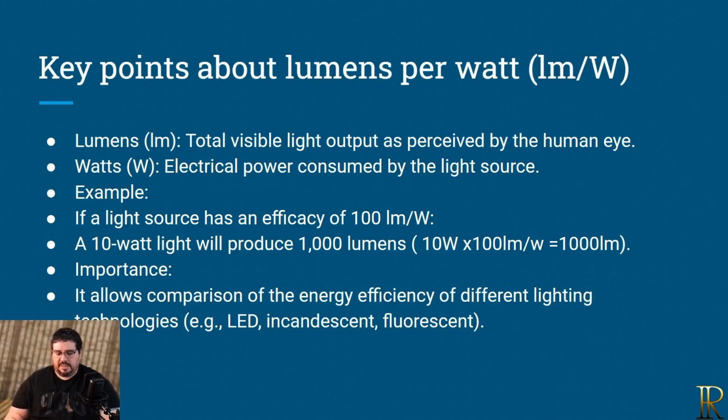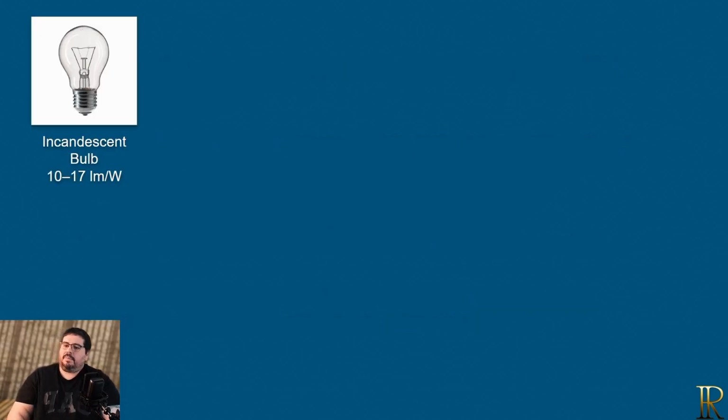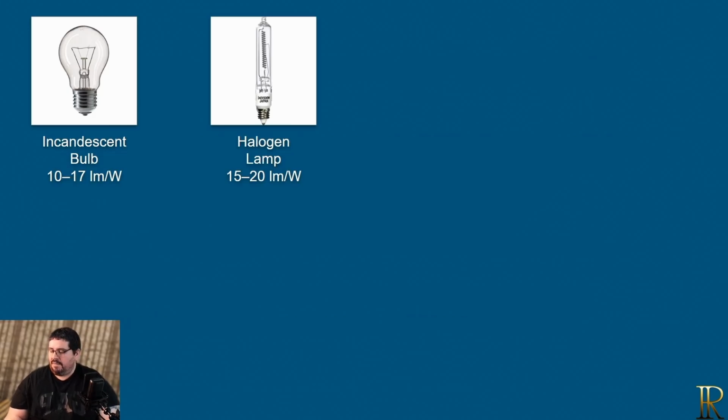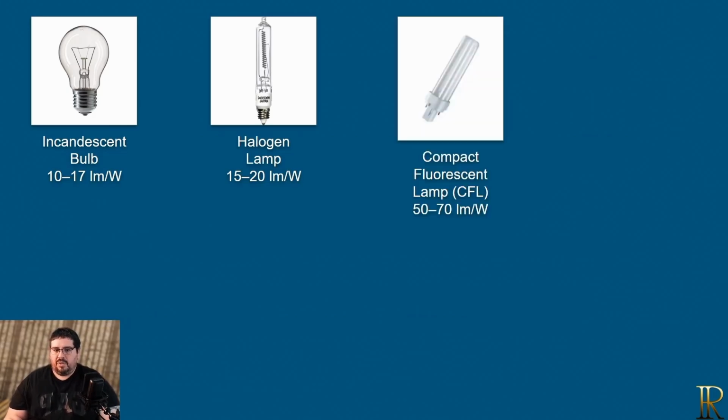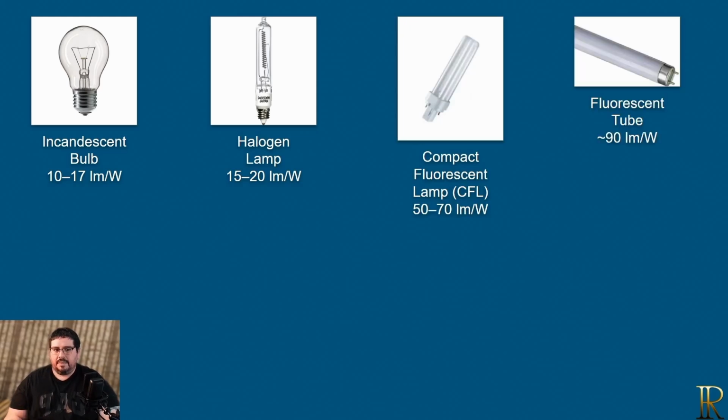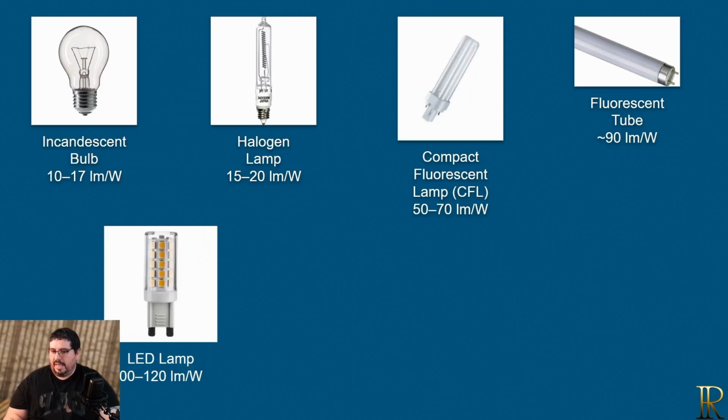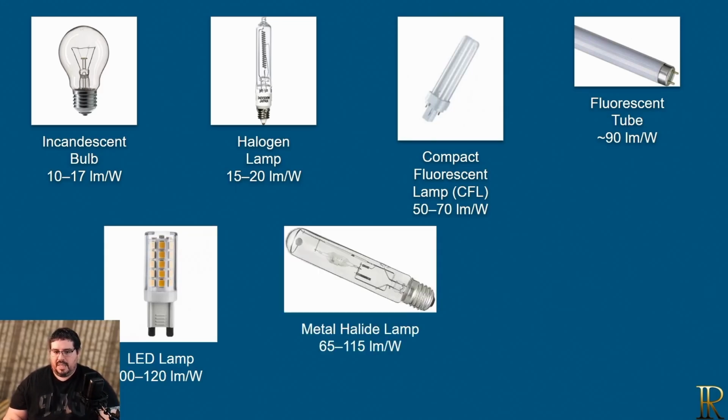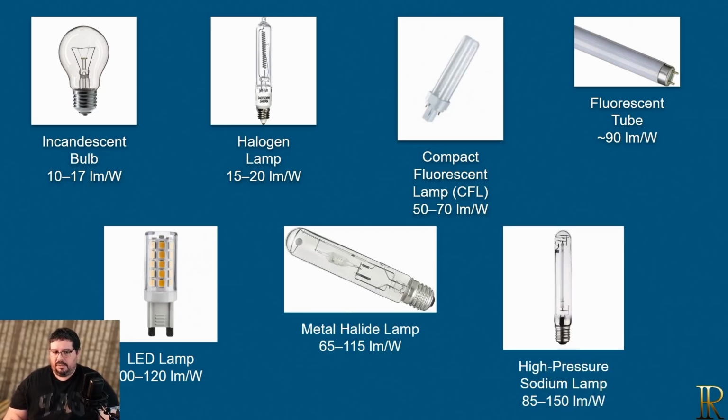So LED, incandescent, and fluorescent. If we look at this, right? The incandescent bulb will do 10 to 17. Halogen, 15 to 20. A compact fluorescent light will do about 50 to 70. A fluorescent tube will do about 90 lumens per watt. LED lamp, which is the one I'm going to be using, but it's a bit different on monolights, but same concept. It's about 100 to 120 lumens per watt. A metal halide lamp is 65 to 115. And lastly, high pressure sodium lamps is about 85 to 150 lumens per watt.